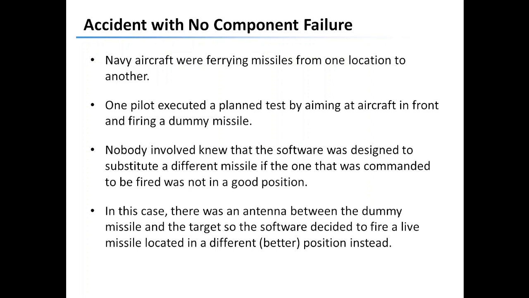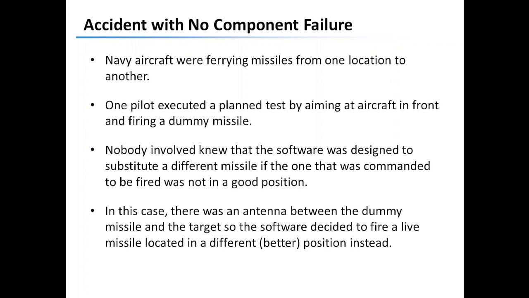So here's some examples. I have a couple examples of accidents with no component failure. This was a real accident. The details are all secret, but this is open. Some Navy aircraft were ferrying missiles from one location to another, and they put the missiles on the wings of the aircraft, and they were moving them. So, flying them from one place to another. One pilot executed a planned test. They'd been told to do this by aiming at the aircraft in front of him and firing a demo missile. I guess they figured that why waste his time while he was sitting there? He might as well do something useful.